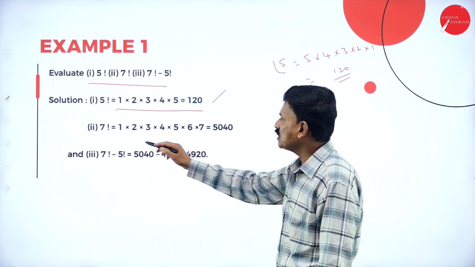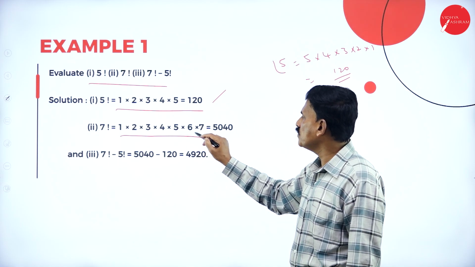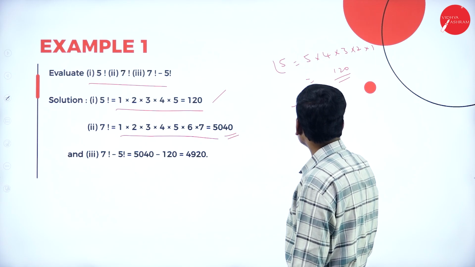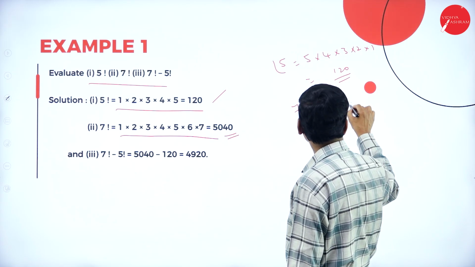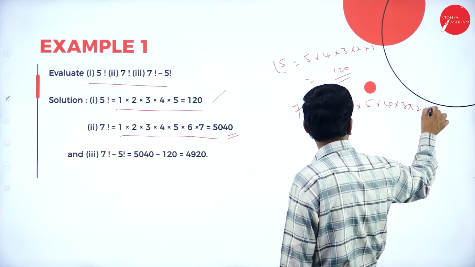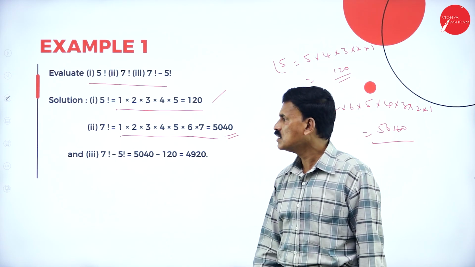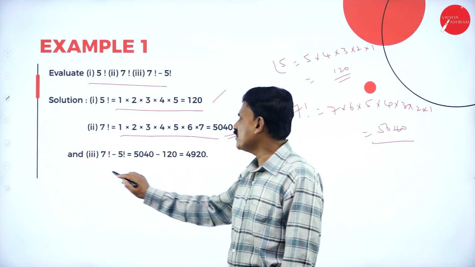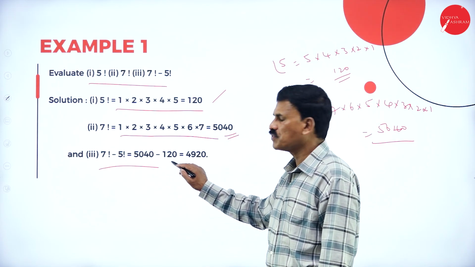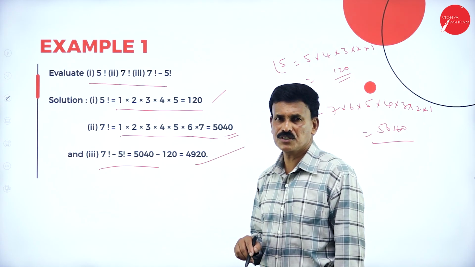Similarly, the factorial of 7 can also be written as 1 into 2 into 3 into 4 into 5 into 6 into 7, that is equal to 5040, or you can also write 7 factorial as 7 into 6 into 5 into 4 into 3 into 2 into 1, that is equal to 5040. Now, find the value of 7 factorial minus 5 factorial. 7 factorial is 5040 minus 120, that is nothing but 4920.